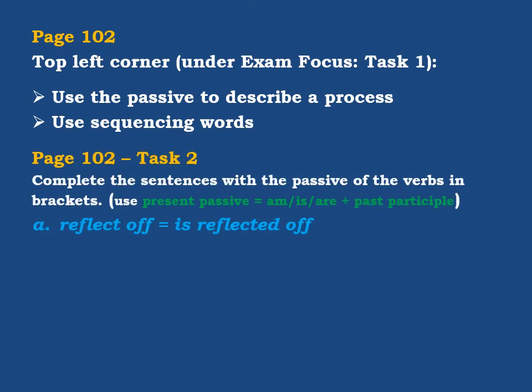Let's look at task 2 on the same page. Task 2 says, look at the sentences about the invisibility cover. Complete them with the passive of the verb in brackets. And of course, the first sentence is done for you as an example. Let's look at the diagram in the book. Look at the diagram in your books, which is in the middle of the page.